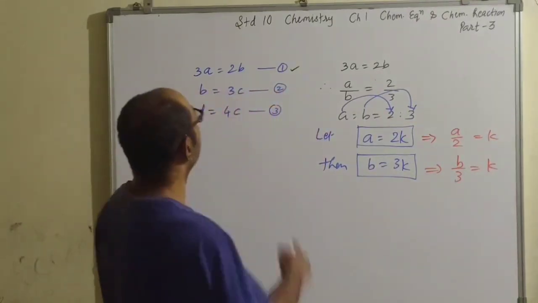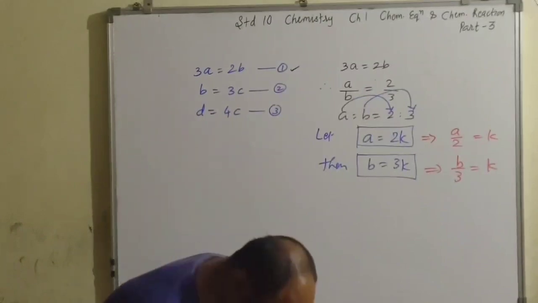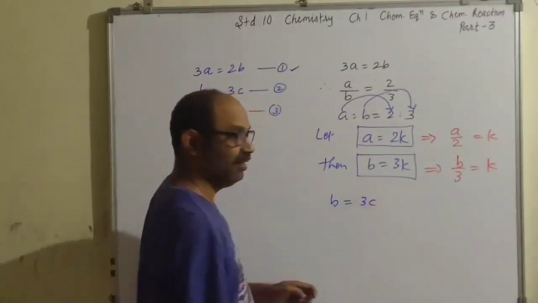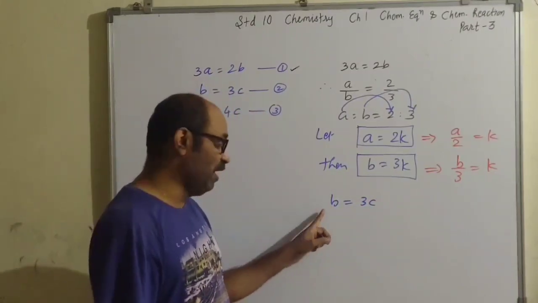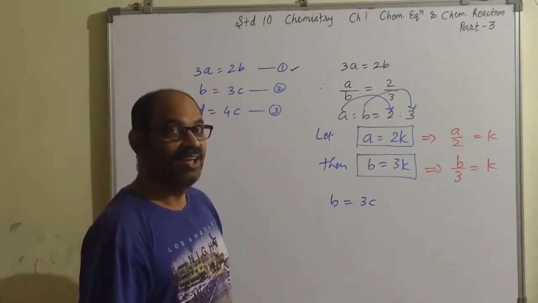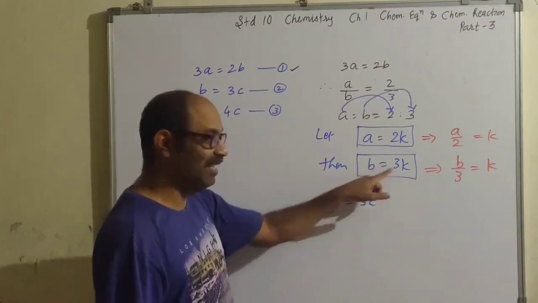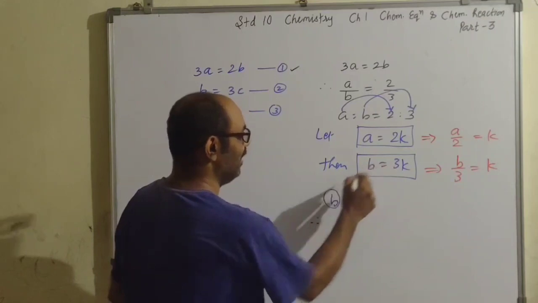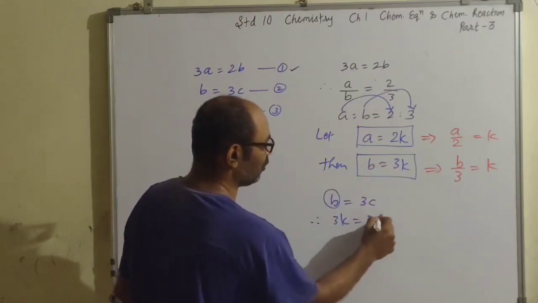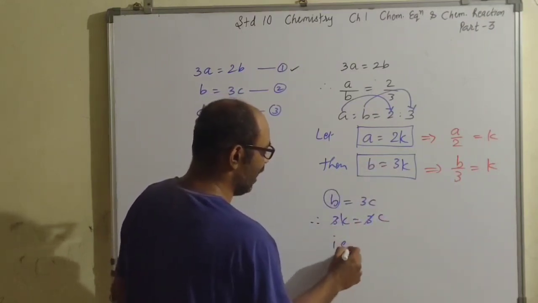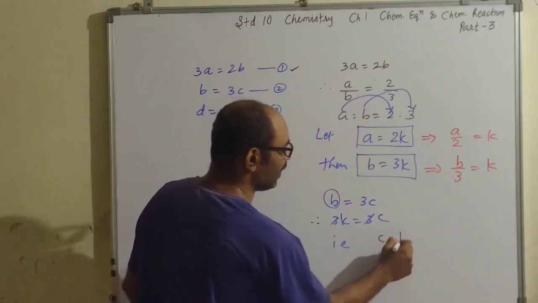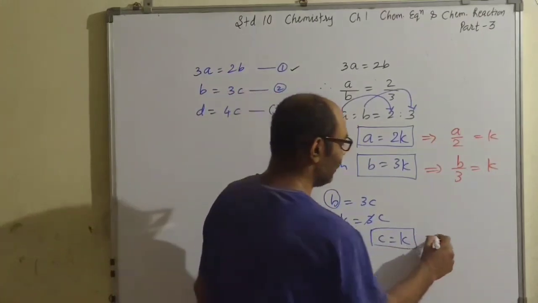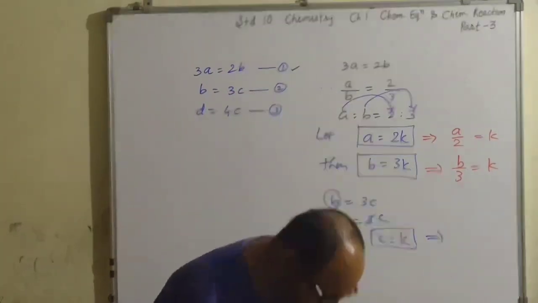Got that? Now you pick up the second equation. What is the second equation? B is equal to 3C. Do you have any value of B or C in terms of K? Look into the box. Yes, B equal to 3K. I am going to put that value. Therefore, for B, 3K is equal to 3C. 3 cancels, i.e. C is equal to K. So you got the value of C in terms of K? Correct. And the subject of the formula is also the same.